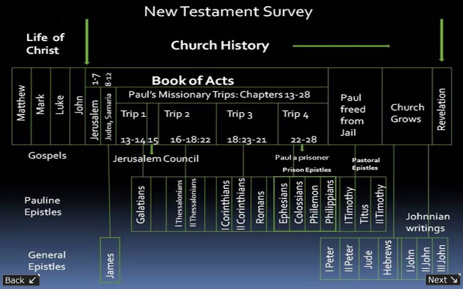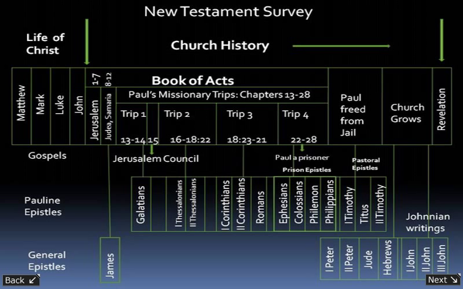Here we have a chart of the whole New Testament in a bird's eye view. We have the life of Christ. The first four Gospels tell us about Christ: Matthew, Mark, Luke, and John. Then we have church history in the book of Acts. We have in Jerusalem, Judea, and then into the uttermost parts of the world with Paul's missionary journeys.